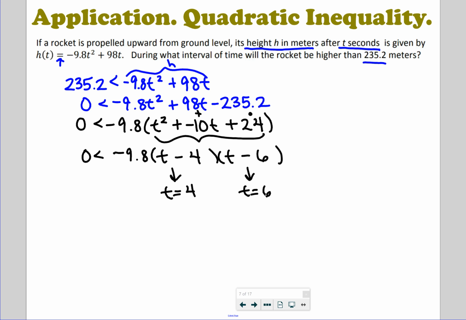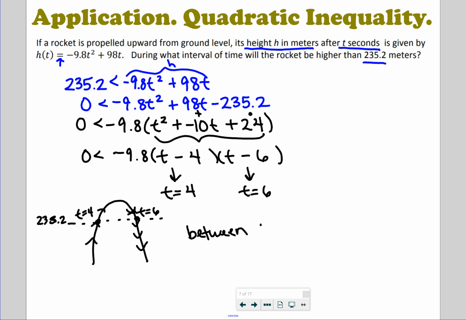So we want to know what interval of time it will be higher than that. It's going to be between those two values because it's rising and falling if we follow the path of a rocket. Okay, and you can kind of imagine what this picture would look like even without putting it in your calculator. 235.2 is going to look something like this. 235.2, and then this is after 4 seconds, and this is after 6 seconds. So between 4 and 6 seconds is when it's above that height.